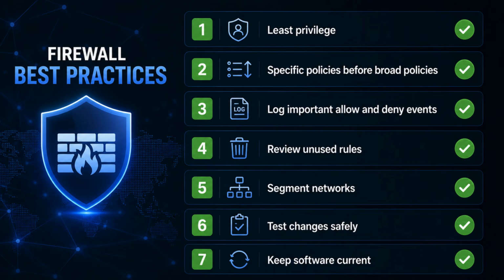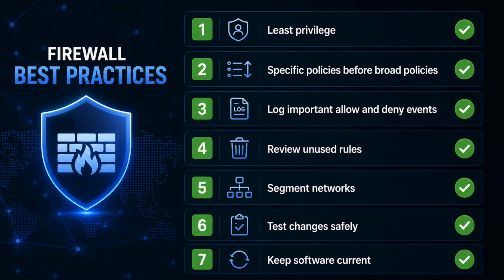To build a more secure firewall policy set, follow a few practical principles. Apply least privilege. Allow only the users, systems, destinations, services, and applications that are actually required. Put specific policies before broad policies. Enable useful logging for important allow and deny events, especially for sensitive networks and internet-facing services. Regularly review rules that are no longer used, overly broad, temporary, or poorly documented.